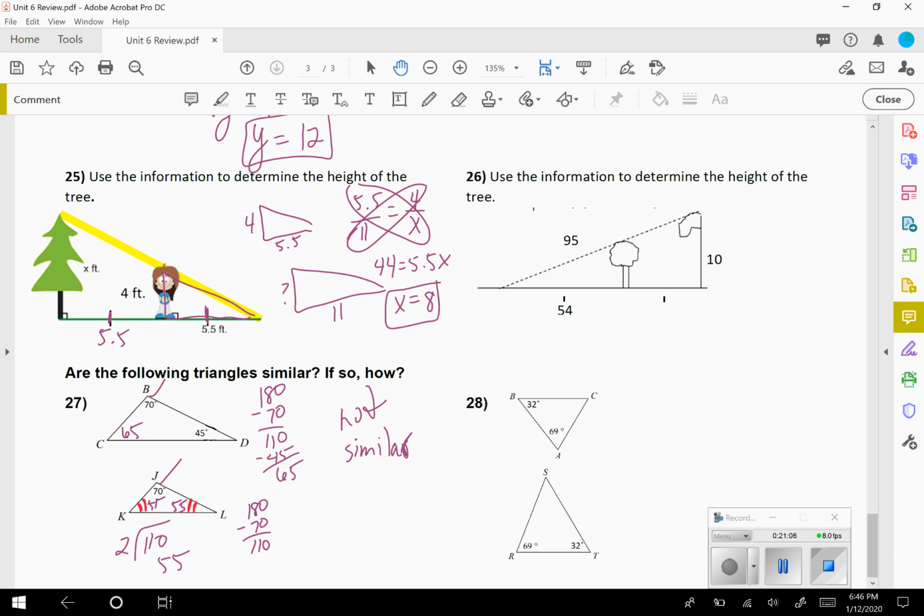So just make sure that whenever you've got just angles, you're thinking angle, angle, and you find all the missing ones for each of the triangles. And then see if you got 2 in common. If you don't, then they're not similar. If you have 2 or you have 3, then they are similar.